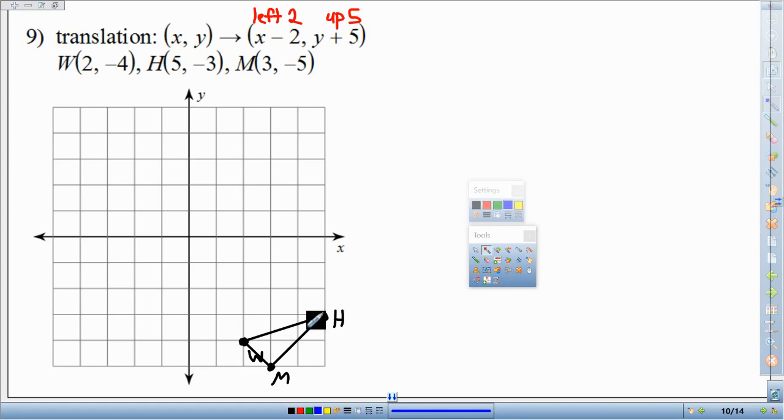I'm going to start with H. So to the left 2, up 1, 2, 3, 4, 5. Okay, there's H prime. W, left 2, up 5. W prime. And M, left 2, up 5. There's M prime.